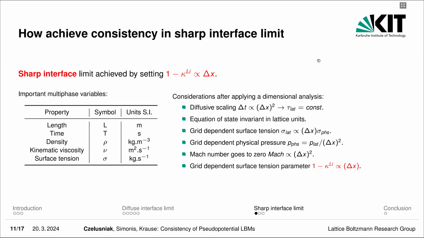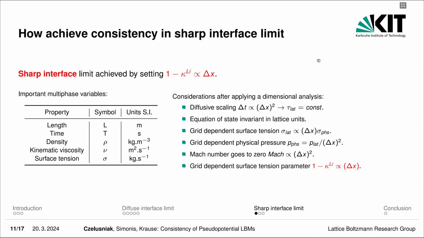So performing the dimensional analysis, considering this, we obtained that the lattice surface tension should be proportional to delta x with the physical surface tension. But there is something interesting here. If we do this, we notice that our physical pressure increases. So our physical pressure is proportional to the lattice pressure, that now is invariant because we are keeping the same equation of state in lattice units. But it's the lattice pressure divided by delta x squared.